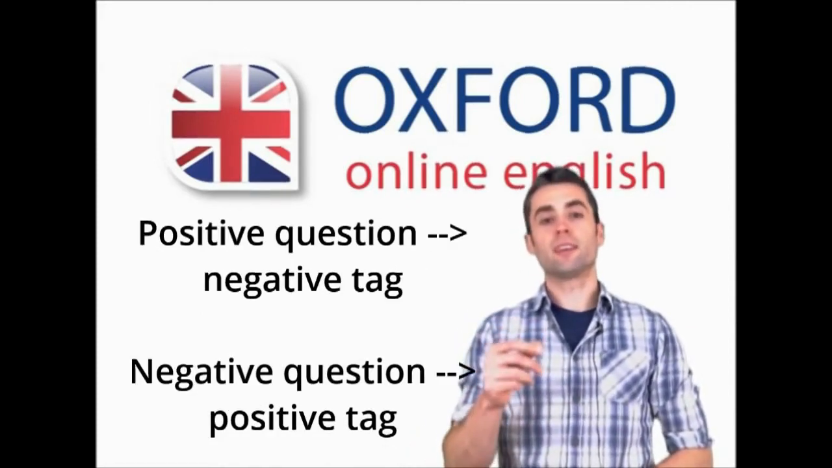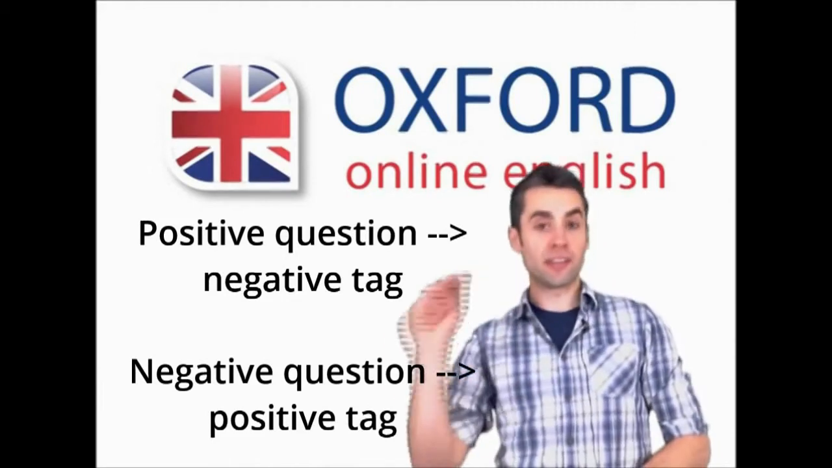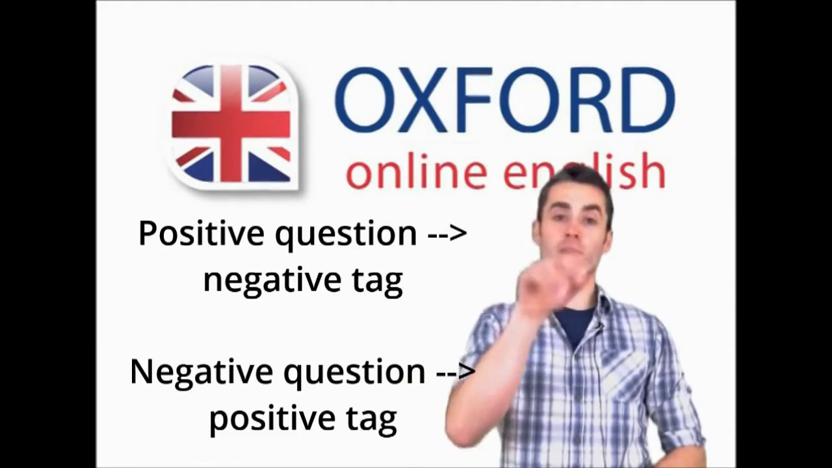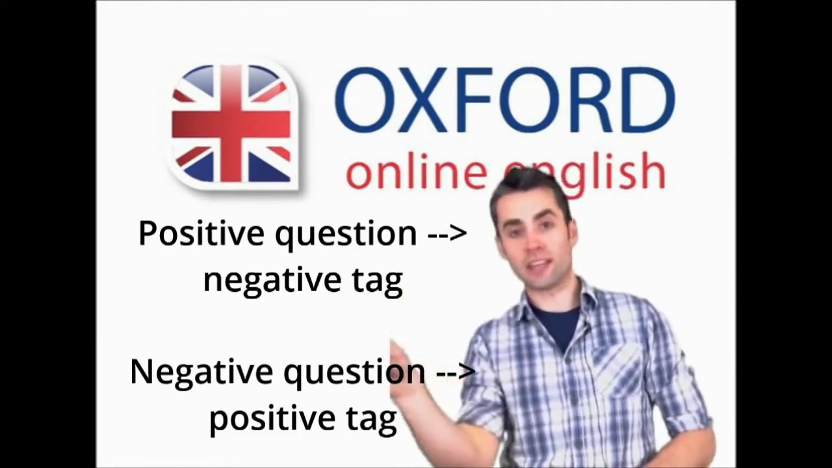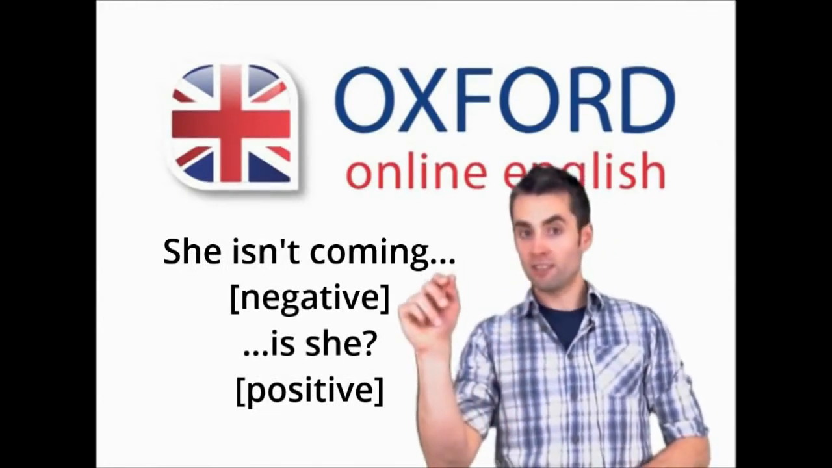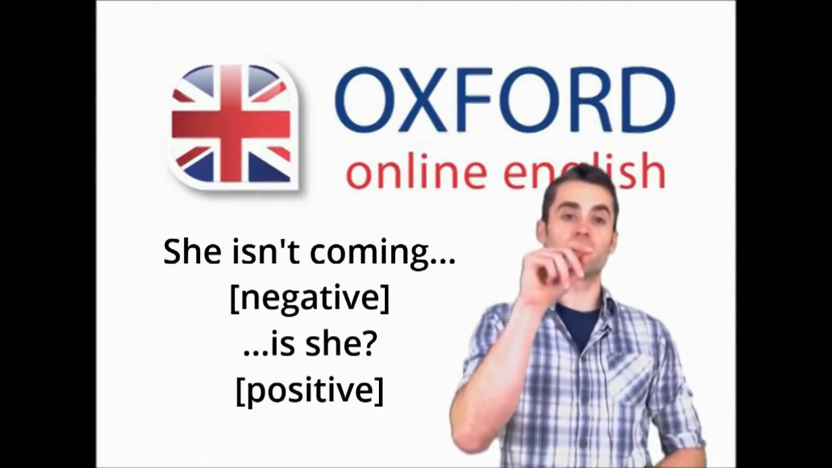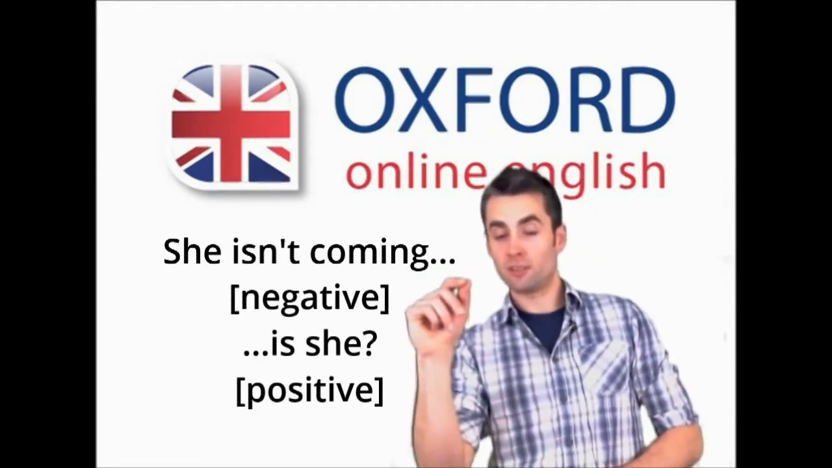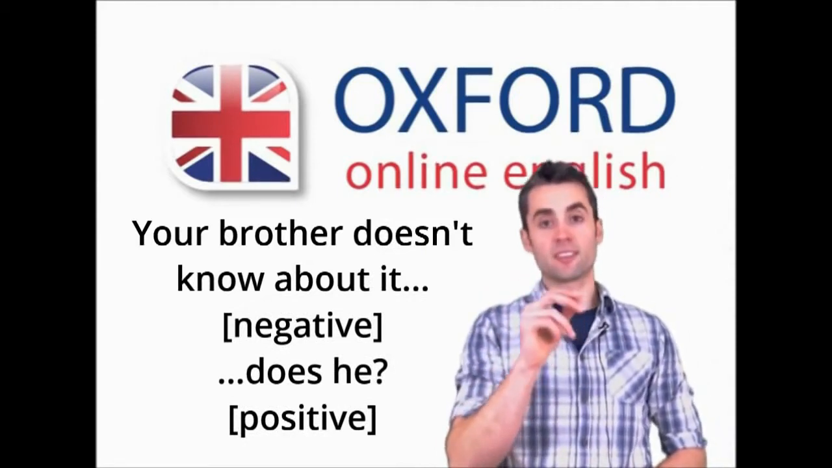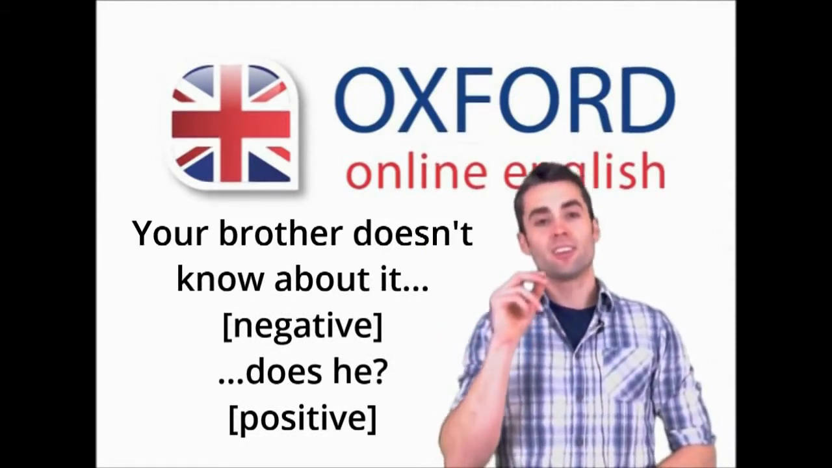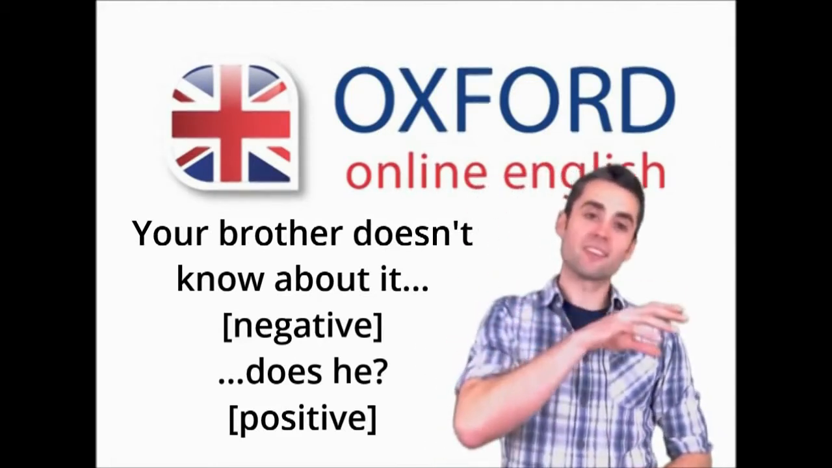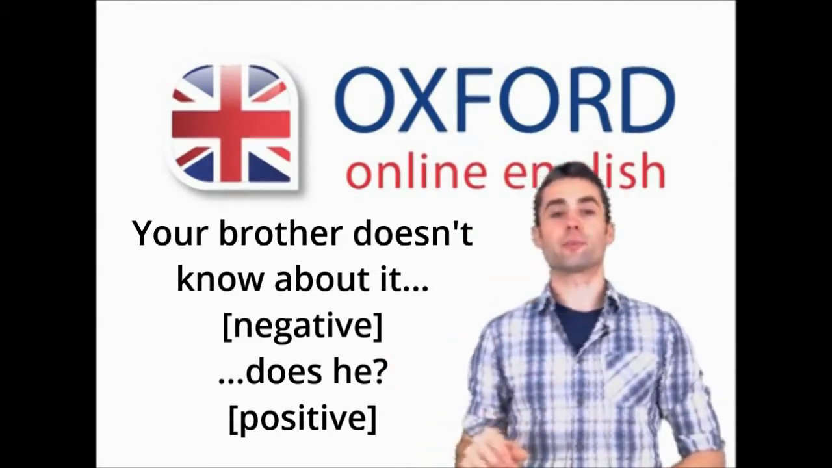You can also see the questions are positive, the tags are negative. Usually the question and the tag are opposite. So if one is positive, the other is negative. She isn't coming, is she? So she isn't negative, is she positive? Your brother doesn't know about it, does he? Doesn't negative, does positive. The sentence and the tag are opposite.